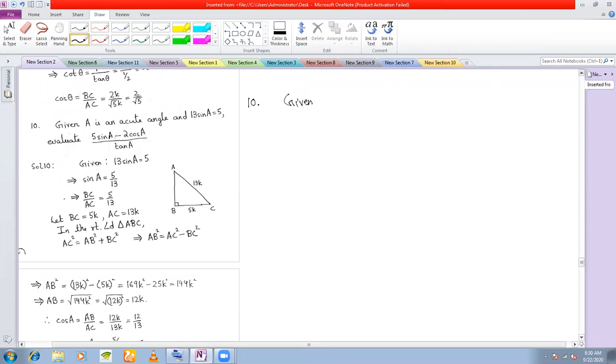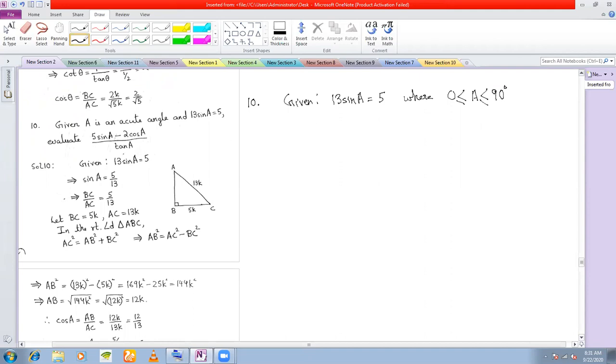So given 13 sin A is equal to 5, where A is acute, or we can also write A lies between 0 and 90 degrees. Whether you write 0 less than equal to A less than equal to 90 degrees, or you say A is acute, or A is less than 90 degrees, it's the same thing.